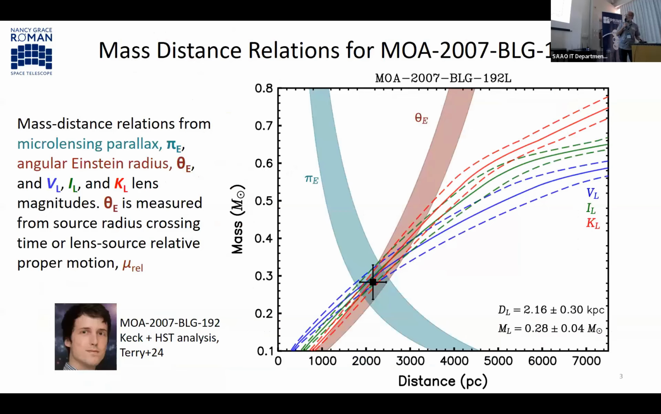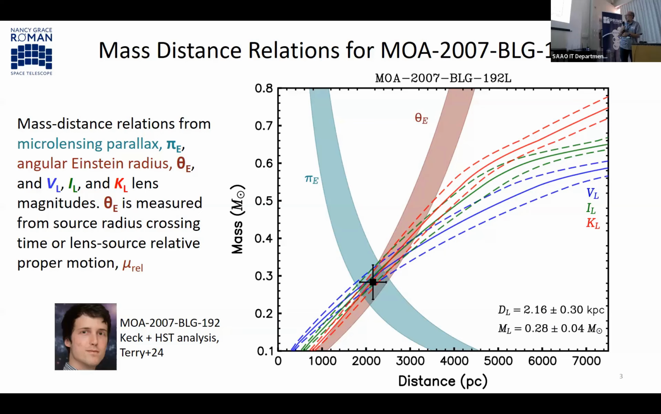Okay, so this is a plot from one of the papers from our group led by Sean Terry, and this shows mass distance curves from a number of different observations. This is the mass distance relation due to the measurement of the angular Einstein radius, which we can often get from the light curve when we have finite source effects. And if we detect the host star, then we can measure it from the lens source separation.